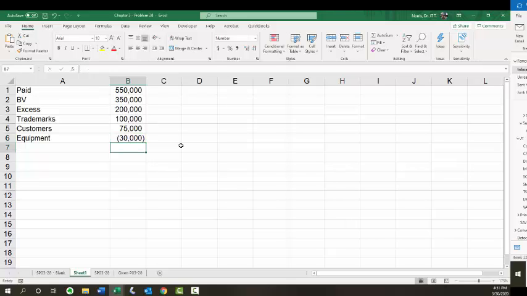Okay, so if we take the excess and we subtract the sum of the three identified assets, we added that right there, let's subtract that. We get 55,000 for goodwill. All right.